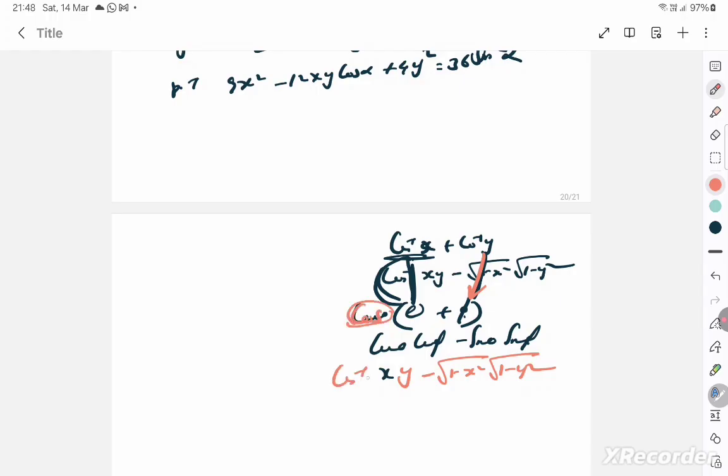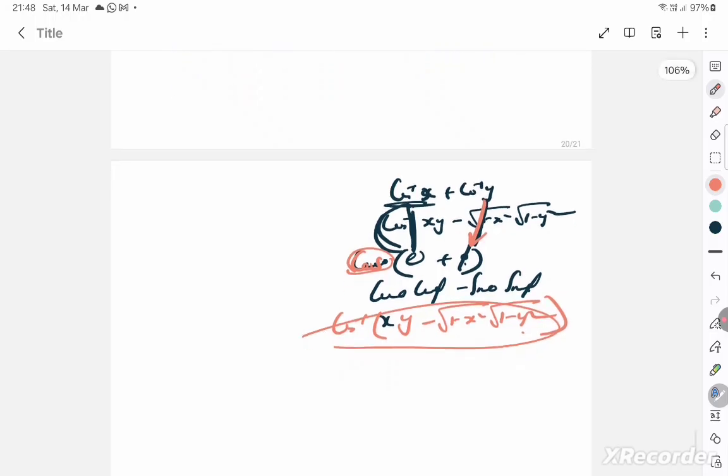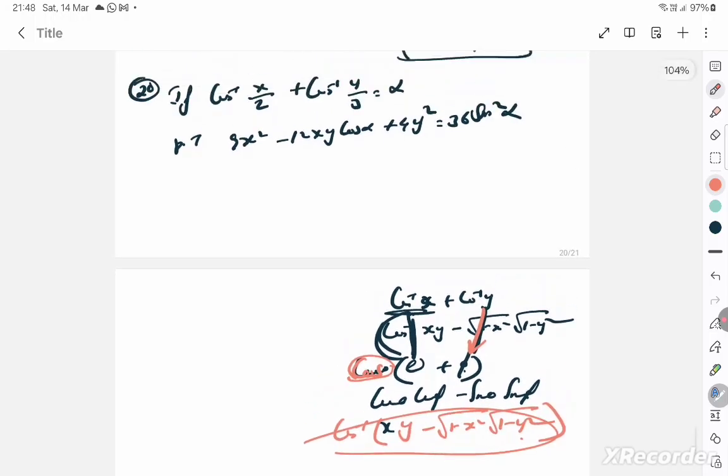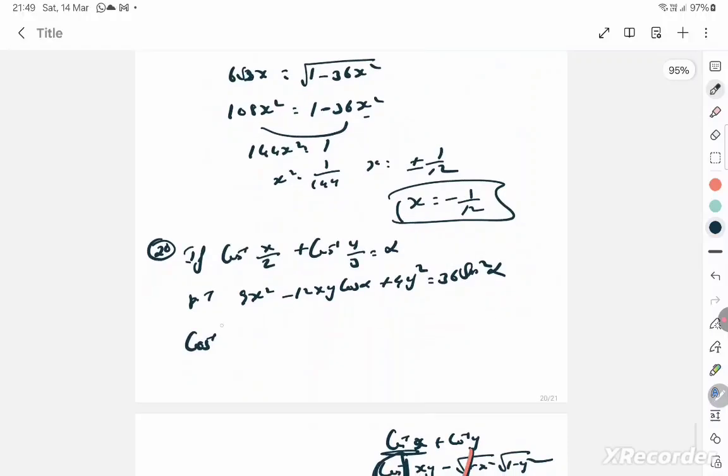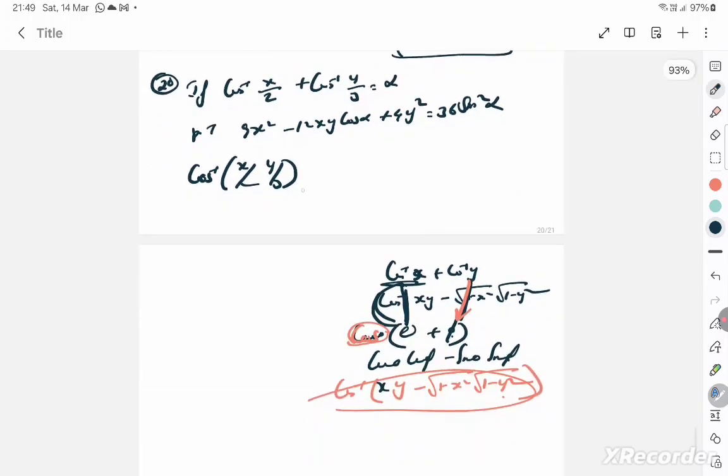So take it to the other side, and you get a new formula. Cos inverse of x plus cos inverse of y is cos inverse of xy minus root of 1 minus x square into root of 1 minus y square. The only way to do the sum is using this, and you obviously don't know this formula. It's all omitted portions, but still they are asking cos inverse of x by 2, y by 3.